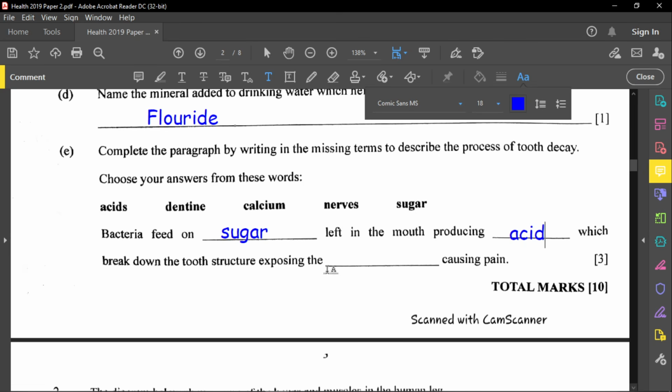And then what will be exposed eventually is the nerves. And the nerves will be inside of the dentin, that's the pulp area. So the nerves will be exposed. And once the nerves are exposed, then you're going to have pain, because the teeth will become sensitive.